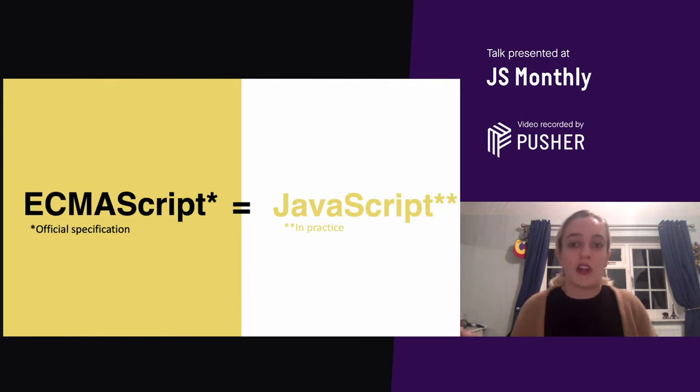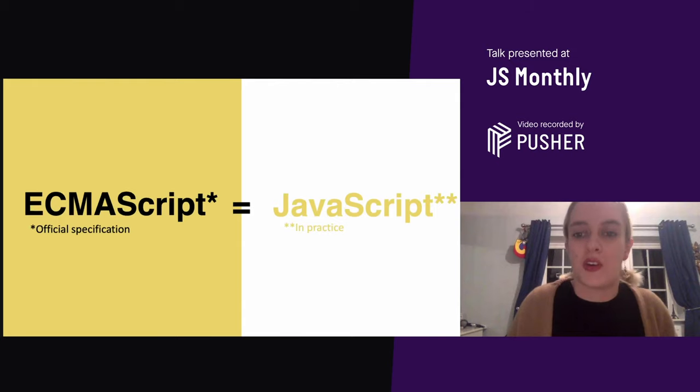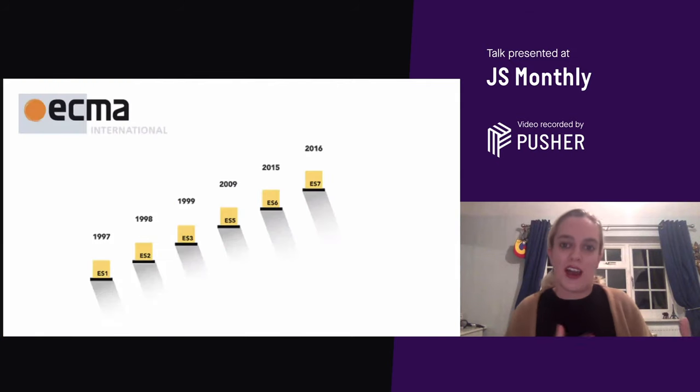JavaScript and coding languages are the same as human languages in the fact that they evolve over time. They don't stay static. And with something like JavaScript, it's evolving at quite a fast pace. So I'll give you a bit about the history of how the language has evolved.